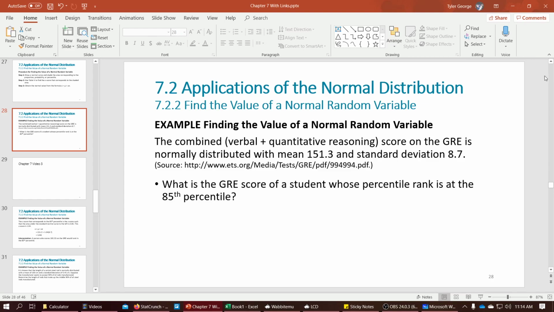So remember what 85th percentile means. What they actually gave us is the probability that x is less than or equal to some x value is 0.85. Remember, percentile means that you are better than 85% of the population. So we're asked to find this x value here.